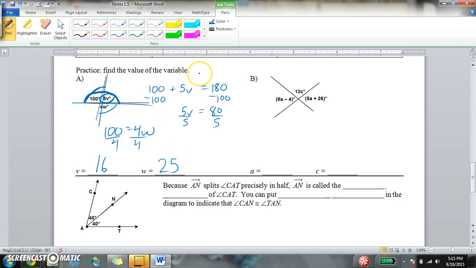So we've got to keep straight vertical angles and linear pairs, because linear pairs add up to 180 degrees. Vertical angles are congruent to each other. We've got to keep those two things separate and make sure we don't confuse one with the other.